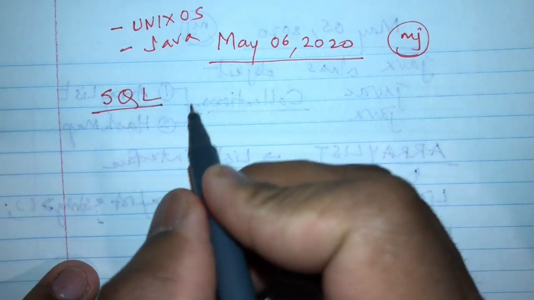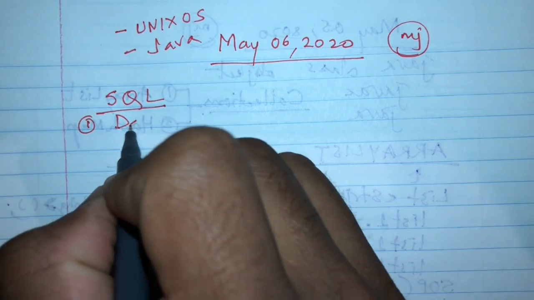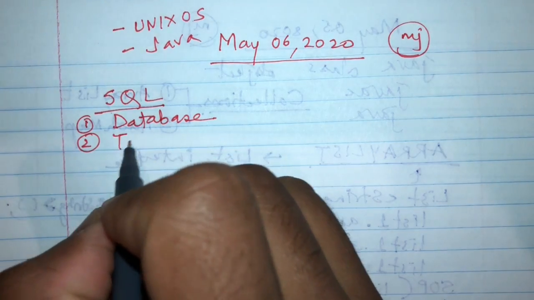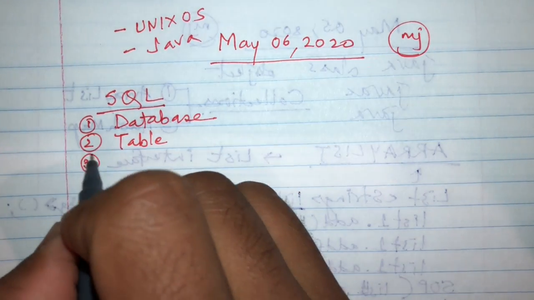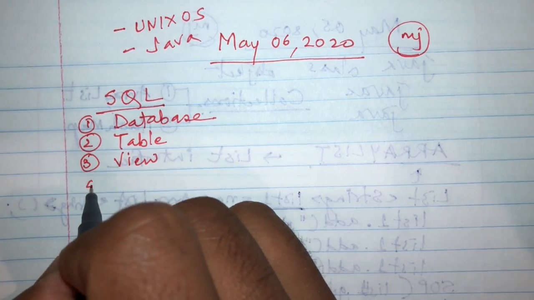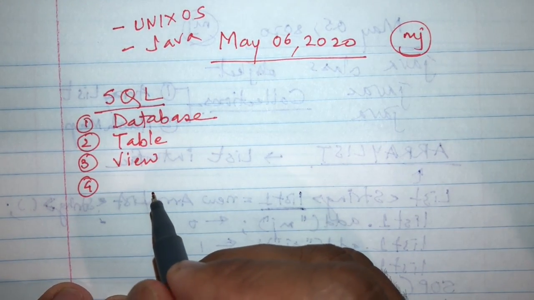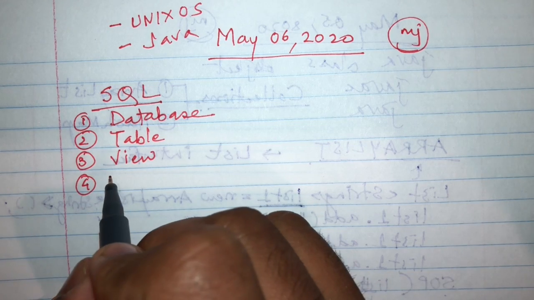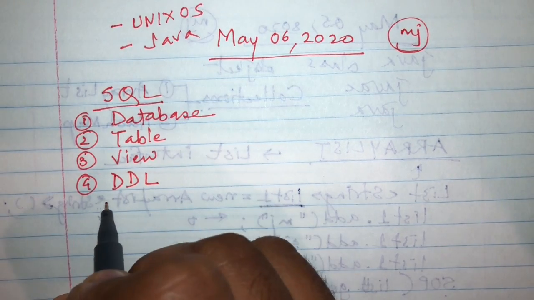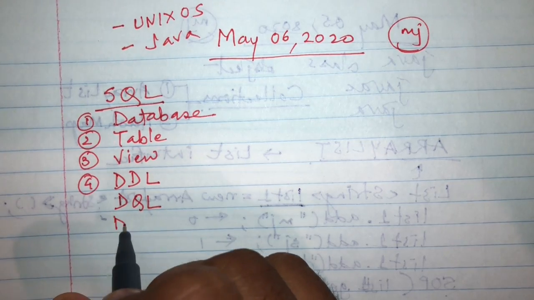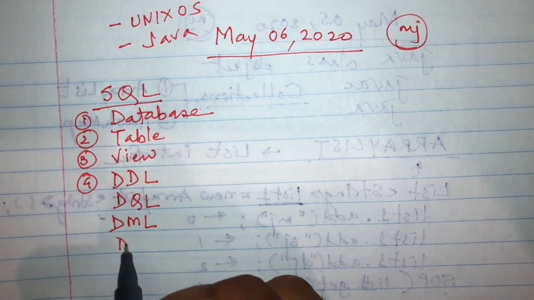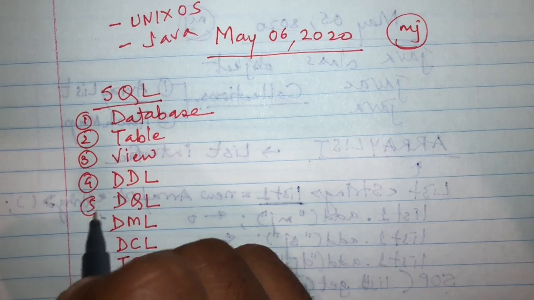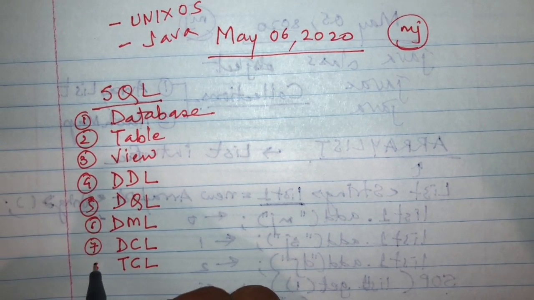Some of the themes that we are going to go through: what is a database in this video, then what is a table, what's the difference between a table and a view, then we will go through the list of commands that are present in SQL. Like data definition language, data query language, data manipulation language, and data control language. There is something called transaction control language too, but we won't go through that.